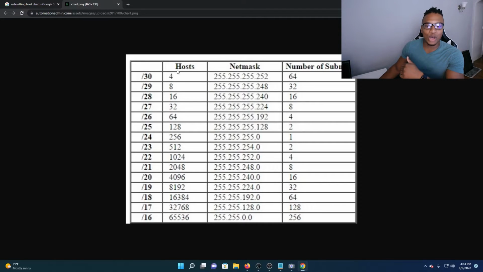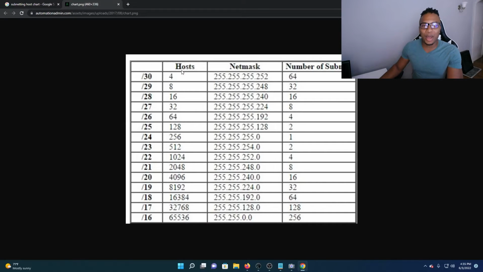You can see here the hosts just double. So 4 doubles to 8, 8 doubles to 16, 32, etc. So the mask will go down, and each time the hosts will just double. There's no changing this. So just be sure to Google this chart, and then, when the test starts, you can't have any of this up.